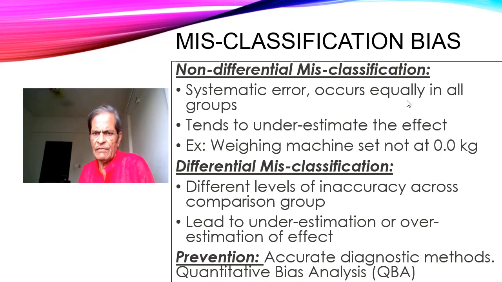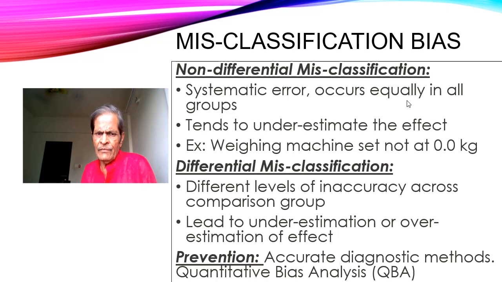The prevention is done by accurate diagnostic methods. As far as possible, we keep the objective type of diagnostic methods. So there should be objectivity. The subjectivity in the diagnosis should be minimized, and there are methods by which the subjectivity in the diagnosis or classification of the individuals in the groups is not there. So there are methods by which it can be done.